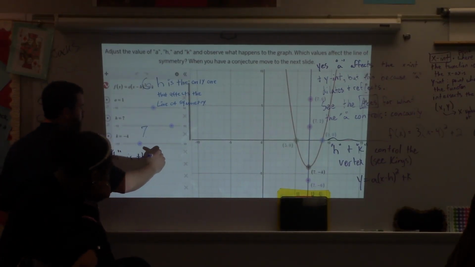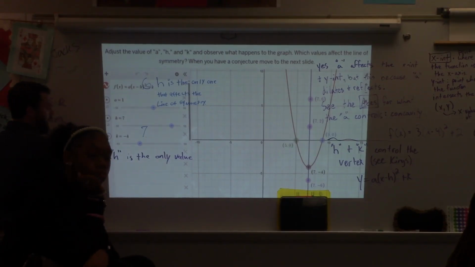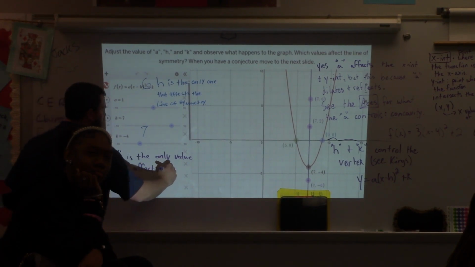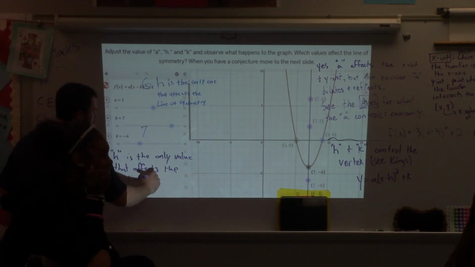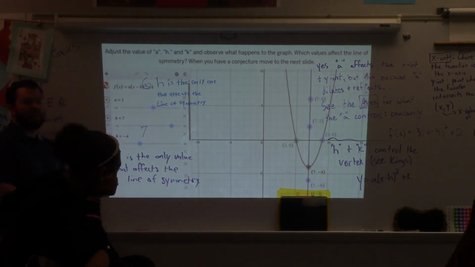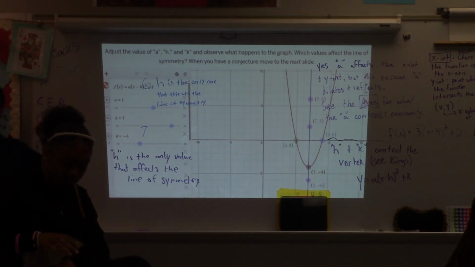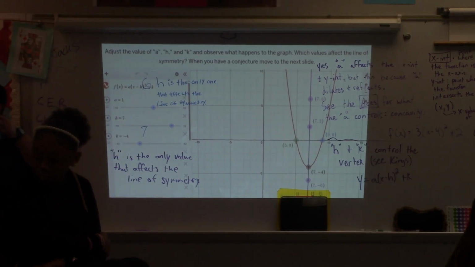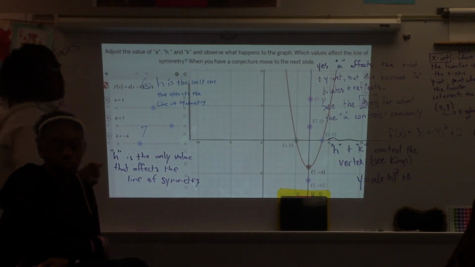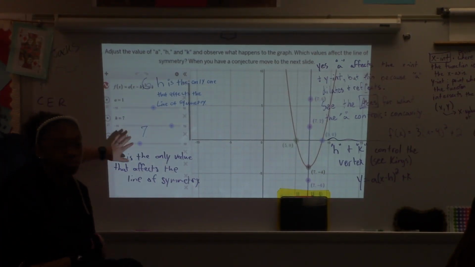Line of symmetry. Okay. So h is the only value that affects the line of symmetry. Here's the difference. The way y'all are stating it is you're saying that h only affects it. What I'm saying is nothing else affects it. Okay? So the way y'all are wording it, you're saying that h only affects the line of symmetry and h doesn't affect anything else. What I'm saying is h is the only thing that affects the line of symmetry.